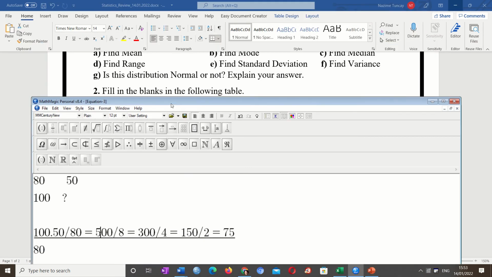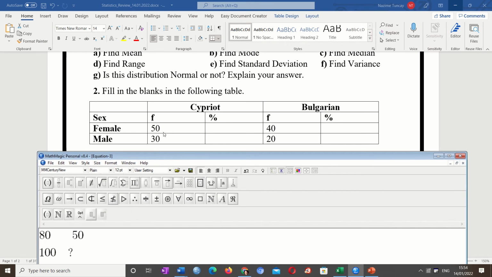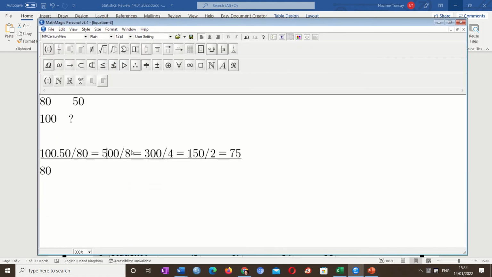So now let's calculate. This is how we do cross multiplication. If out of 80 we have 60 people, the answer was 75. But let's find the answer out of 80 if it is 50. Out of 80, I have 50 female. What is the number? Here I have 500 over 8. And this is 250 over 4. And I have here 125 over 2. And this is 62.5. Right? So if it is 50, it is like that.